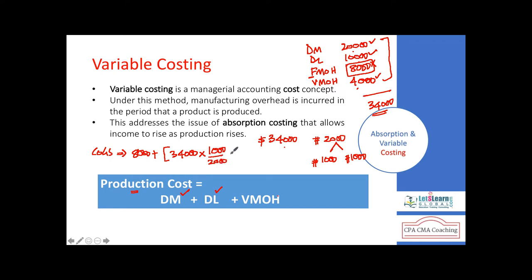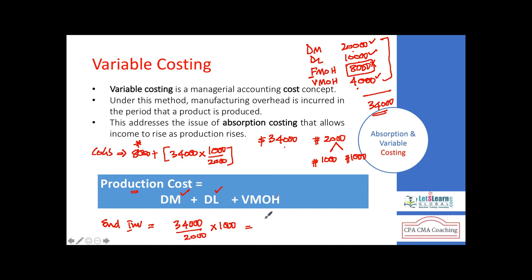Now let us see the cost of goods sold and the ending inventory value. If we sold 1,000 units, and 1,000 units are still there in the stock. So cost of goods sold equals the entire amount of this 8,000 fixed manufacturing overhead plus 34,000.